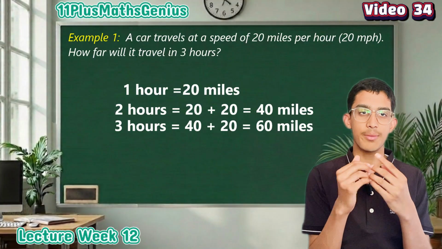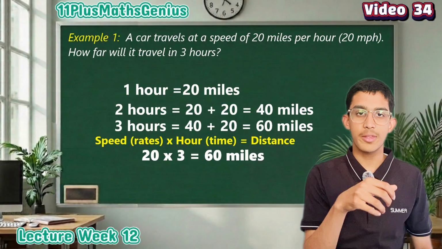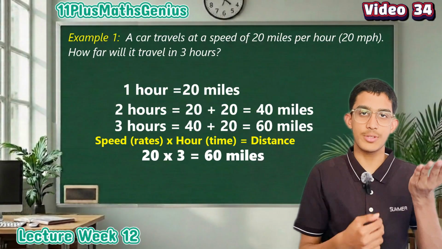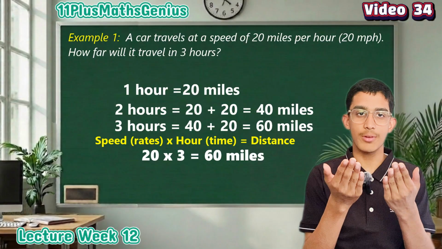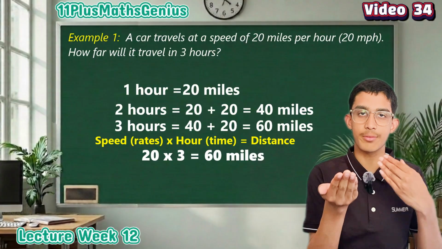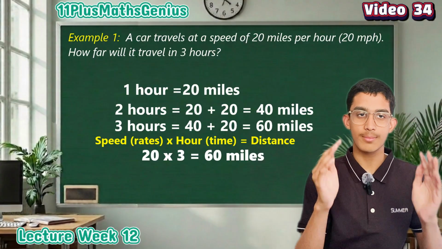We can use multiplication to find the answer easily. Speed times hours equals total distance. So, at the end of the third hour, the car travels 20 times 3 equals 60 miles.